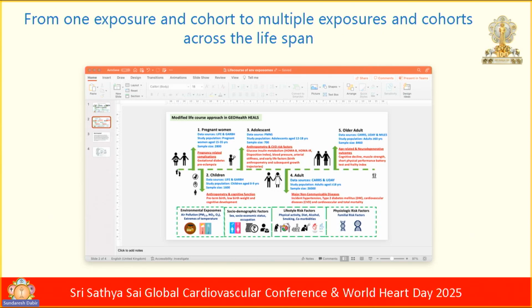For example, in pregnant women, do they have low birth weight children? And these low birth weight children are likely to have future cardiovascular disease. In children, we are looking at cognition, for example, because cognition is strongly related to future cardiovascular disease, as shown by several studies across the world. In adolescents, we are looking at insulin resistance. In adults, as I said, we are looking at multiple cardiovascular disease risk factors. And in older adults, we are looking at vascular dementia. So we need to look at the cardiovascular risk across the lifespan.